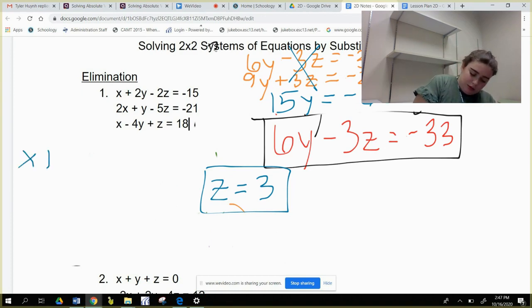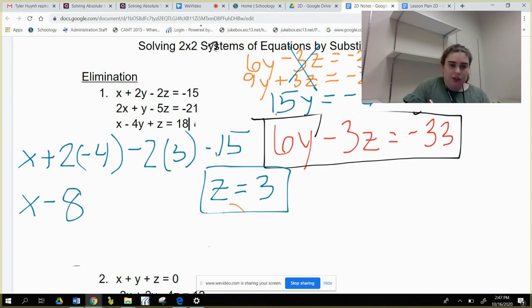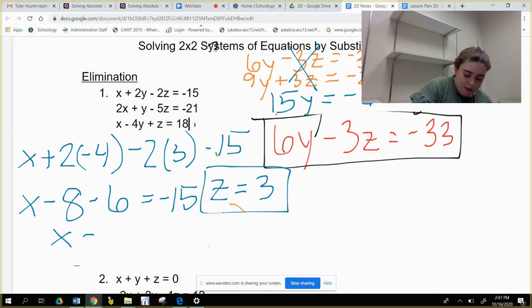So we have x plus 2, and then our y was -4, minus 2, and then our z was 3, equals -15. Okay, so we have x plus 2 times -4 is -8, so that's, instead of a plus, that's going to be a -8. All right, and then 2 times 3 is 6, so -6 equals -15. All right, so we're going to combine that -8, -6, so that gets us x minus 14 equals -15. So add 14 to both sides, and we're going to get x equals -1.